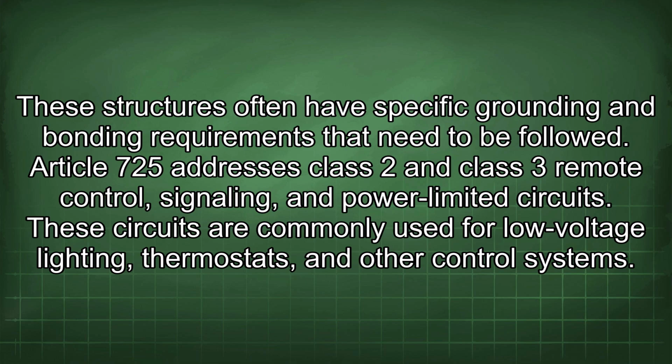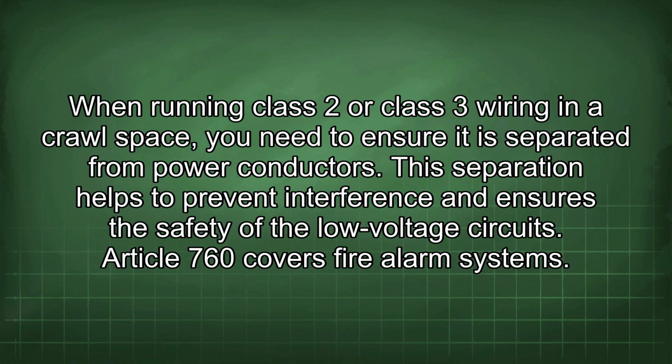Article 725 addresses Class 2 and Class 3 remote control, signaling, and power-limited circuits. These circuits are commonly used for low-voltage lighting, thermostats, and other control systems. When running Class 2 or Class 3 wiring in a crawl space, you need to ensure it is separated from power conductors. This separation helps to prevent interference and ensures the safety of the low-voltage circuits.